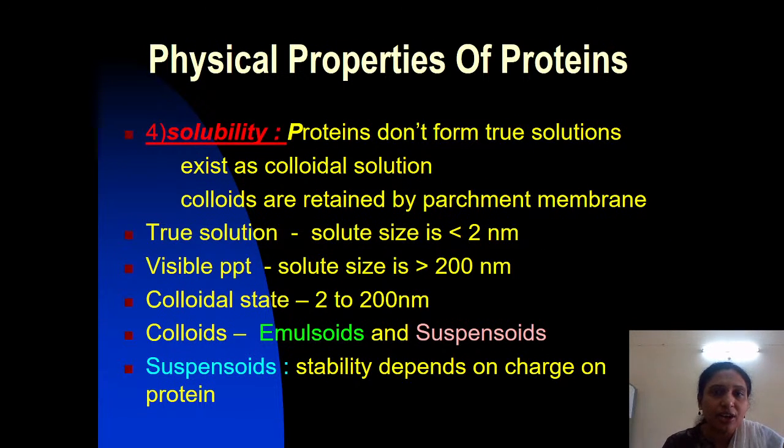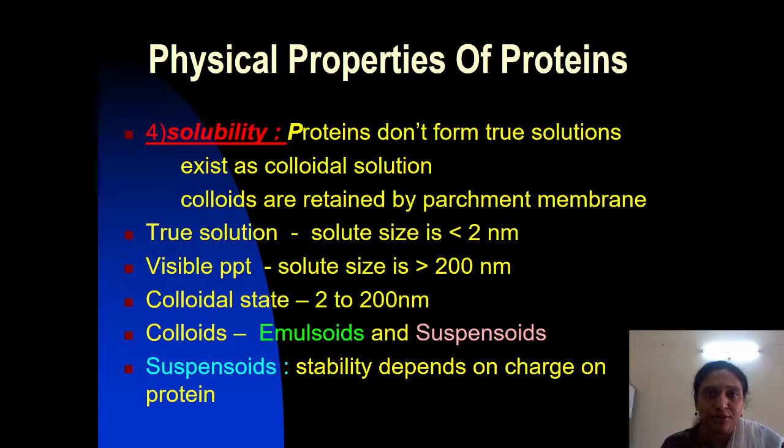Now coming to the solubility of the protein, proteins generally don't form true solutions because the molecular size of the proteins ranges between 2 nanometers and 200 nanometers. If the solute size is less than 2 nanometers, they can form true solutions. If the solute size is more than 200 nanometers, they can form a visible precipitate. But proteins in solution range between 2 and 200 nanometers. So instead of forming true solutions, they form colloidal solutions.